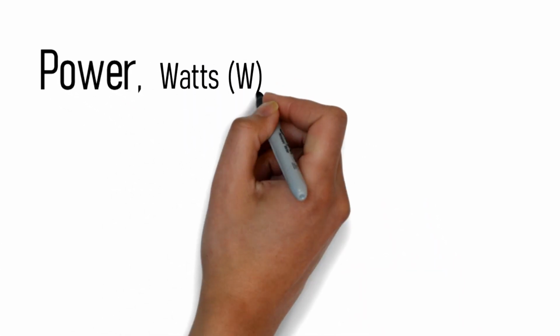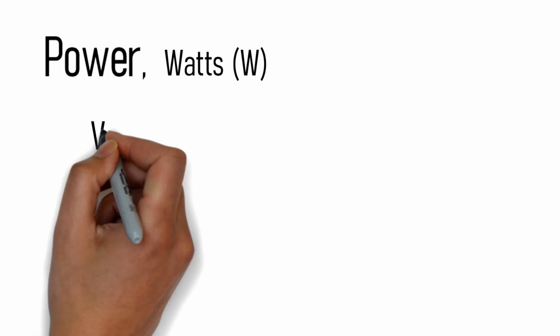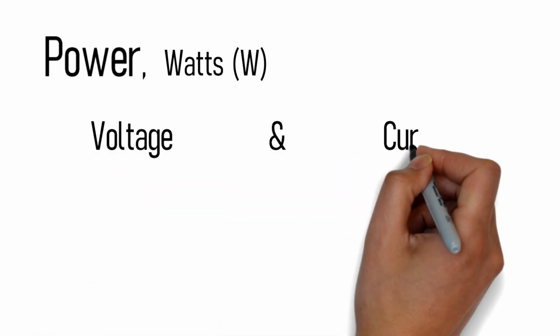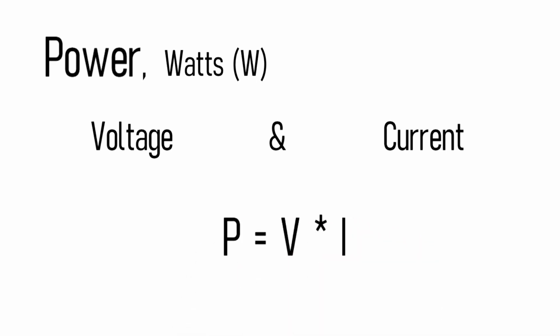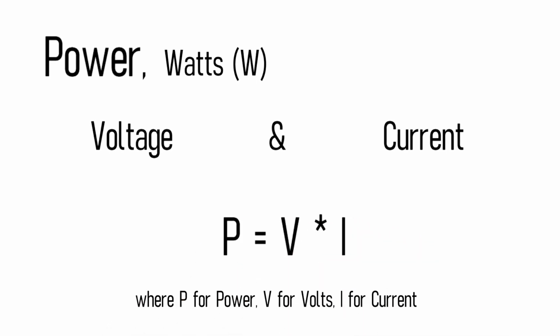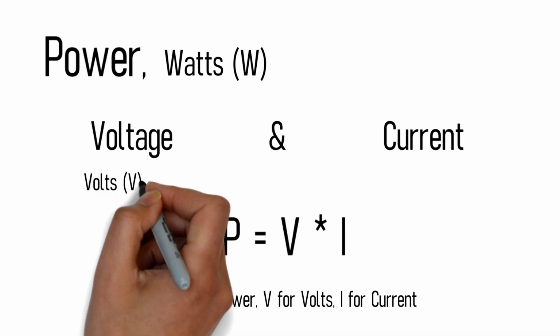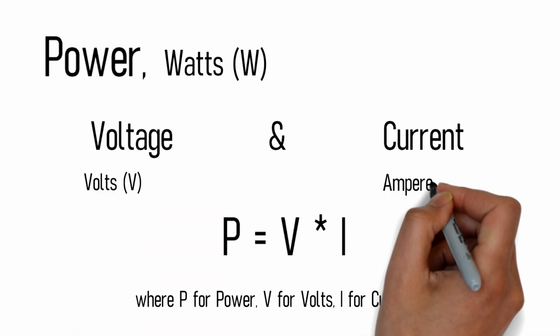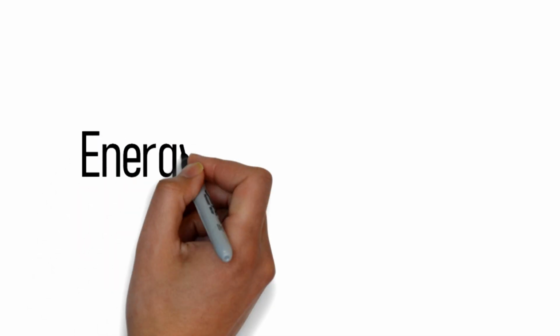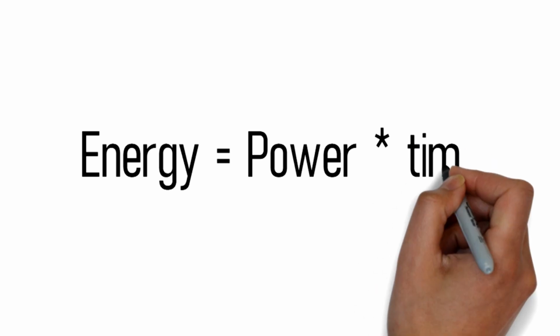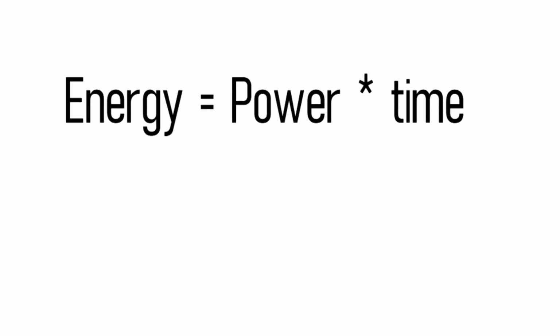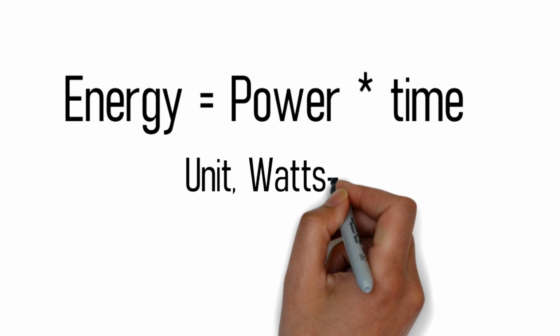Power, which has a unit of watts, is the product of two components, voltage and current, given by this formula: P equals VI. Voltage has a unit of volts, while current has a unit of amperes. Energy, on the other hand, is the product of power and time, having watt-hours as its unit.